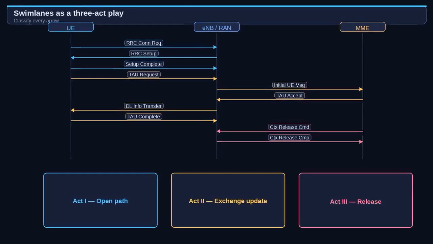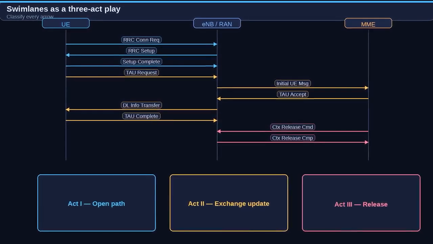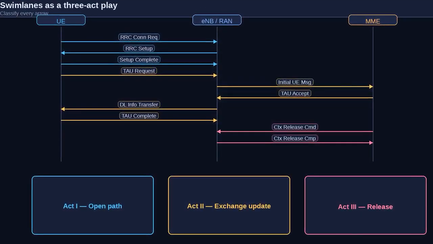Before we finish, walk the swim lanes one more time with stricter eyes. Left to right, the story is always the same. Idle released bars on top, timer expiry on the UE, RRC request setup and setup complete, then the NAS path through UL NAS transport and initial UE message, then TAU accept down through DL information transfer, TAU complete up through UL information transfer, then context release command and complete, and finally released bars on the bottom.